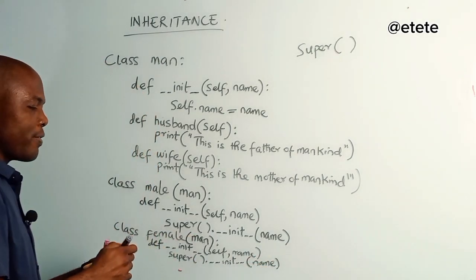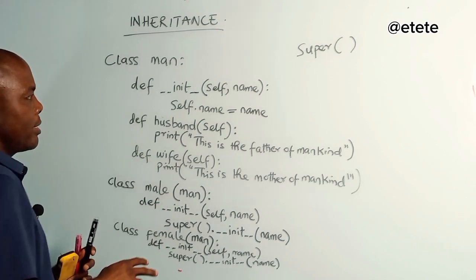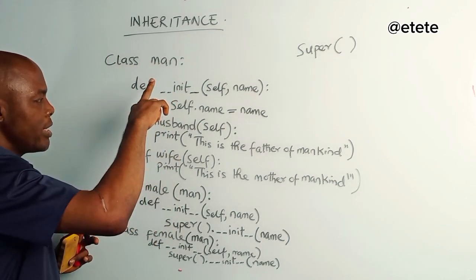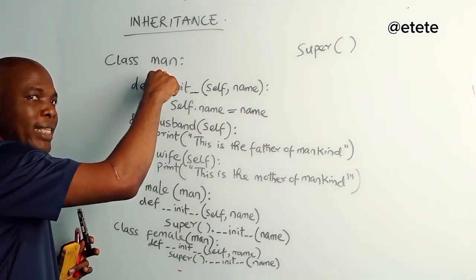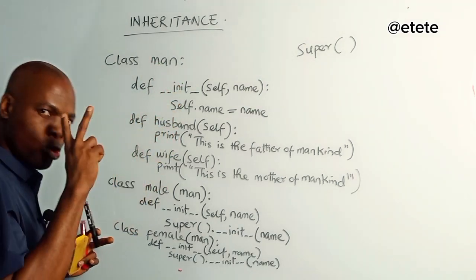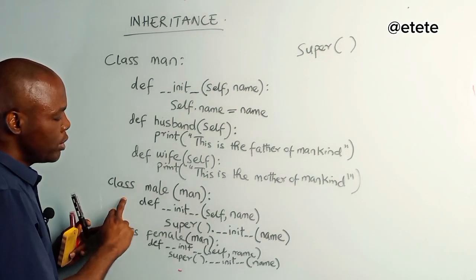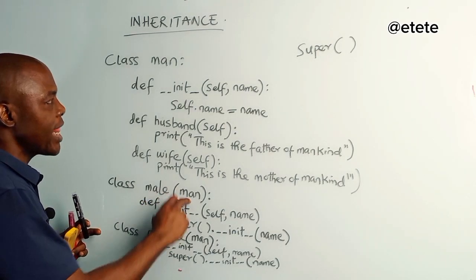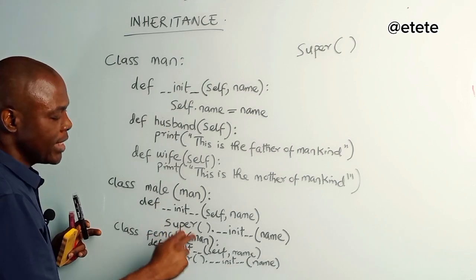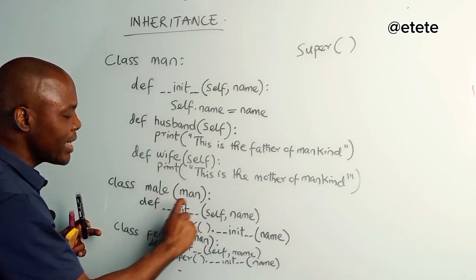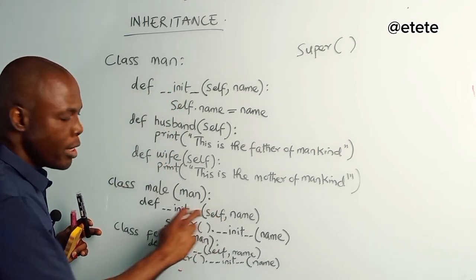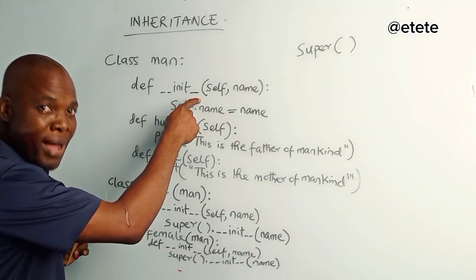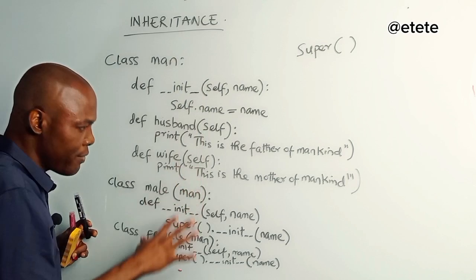So right now I have created my class, which is what? The man class, which is the parent class. And I've created 3 methods inside this man class. And then I've created 2 subclasses, which is what? The male and the female. So this male is the child class for man, and this female is the child class for also man. Then inside them, I have the init method, but their init methods are going to call the init method of the man class, right? So I have created my class.